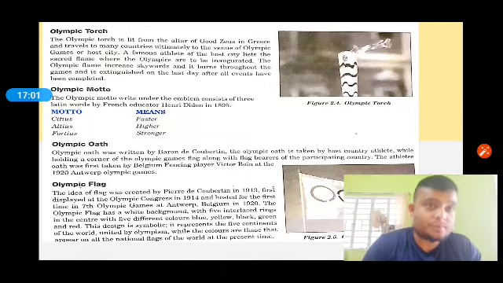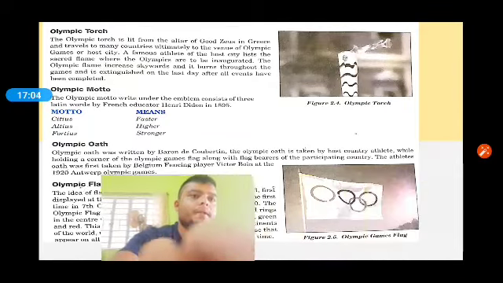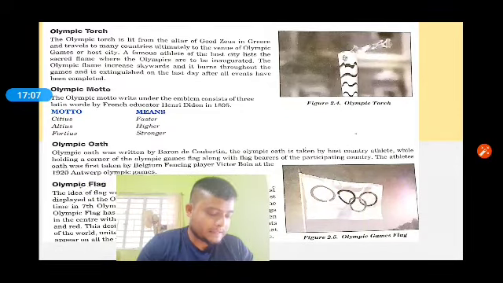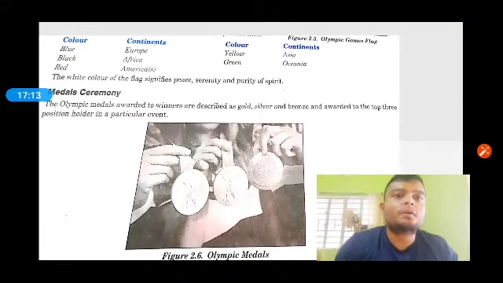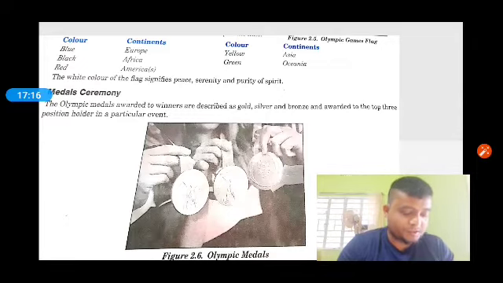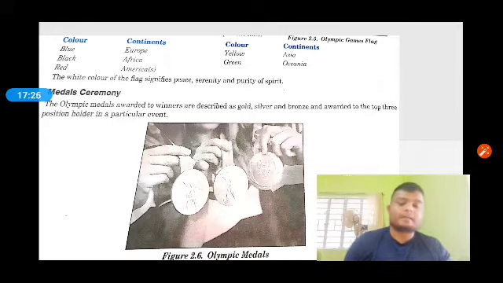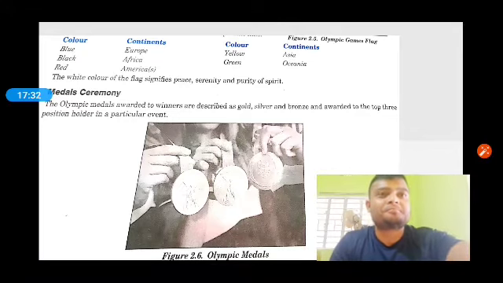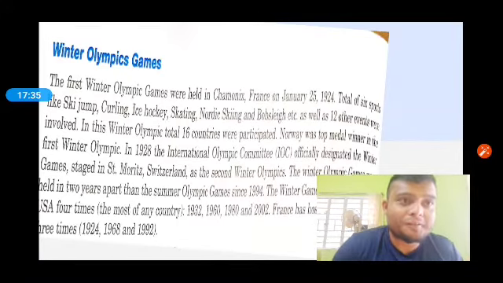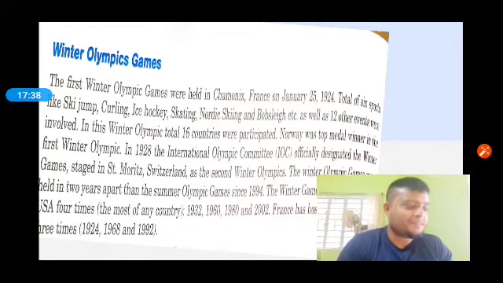And then you can see the visuals of the Olympic medals which are on the screen. These are the Olympic medals which are given to the winners, and they are described as gold, silver and bronze. So the winner will get gold, second place will get silver, and the third one will get bronze, which you must also have got on your sports day, or will get if you make yourself the lines: Citius, Altius, Fortius, faster, higher and stronger.